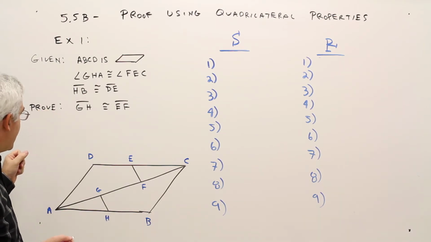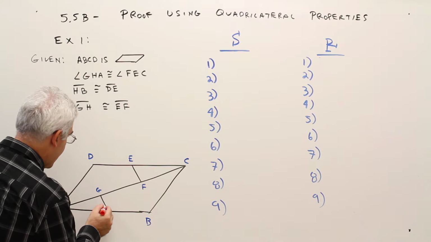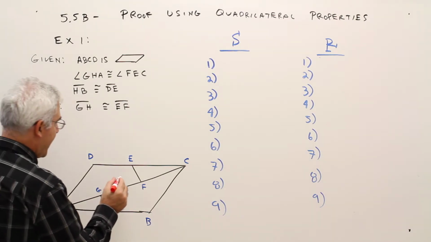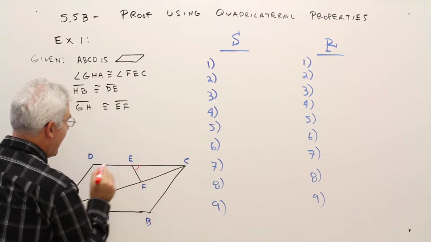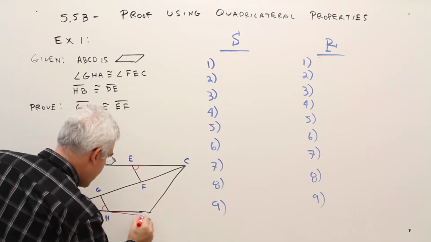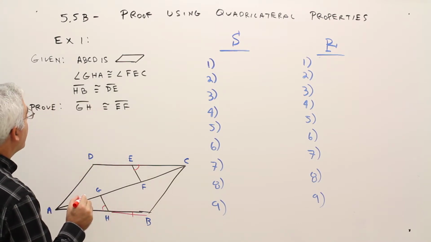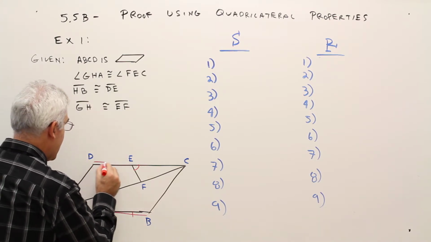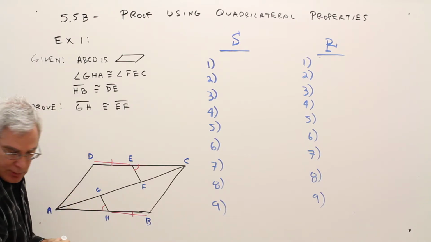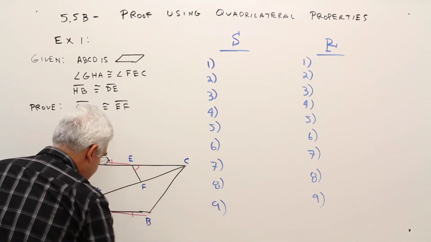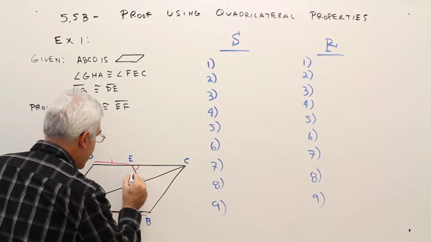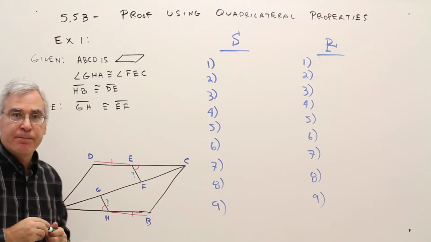Angle GHA, that's that angle, is congruent to angle FEC, that's that angle. HB is congruent to DE. Prove that GH, let's see if I can use green here. Prove that GH is congruent to EF.